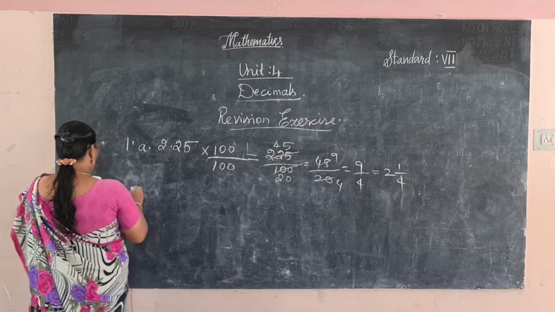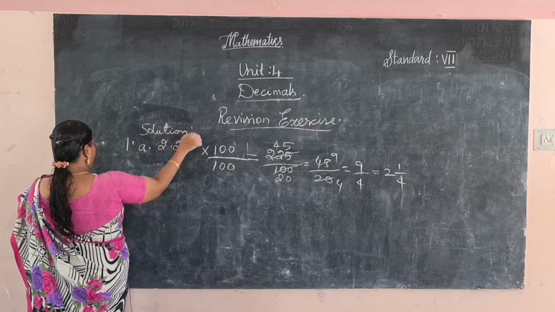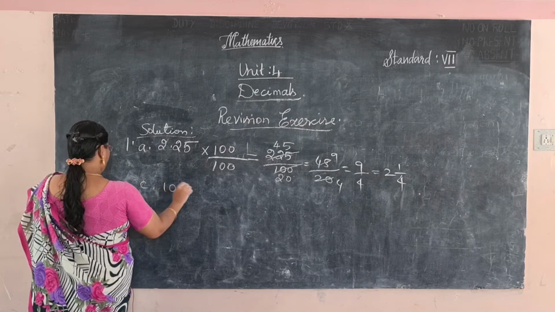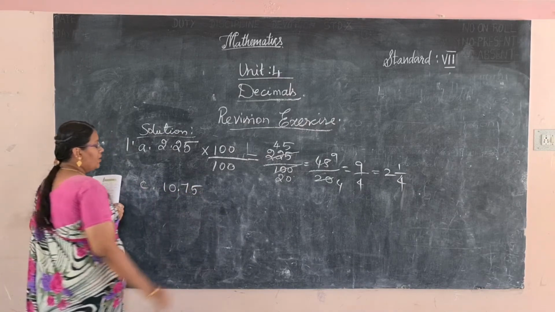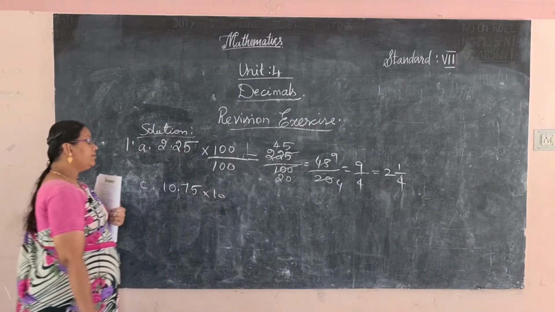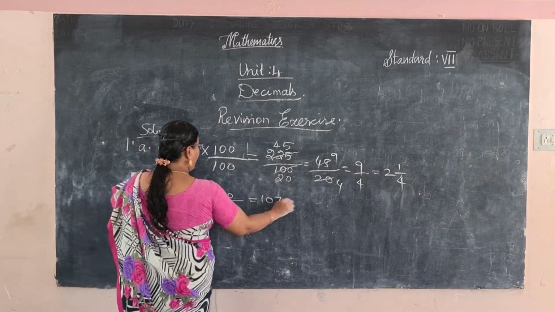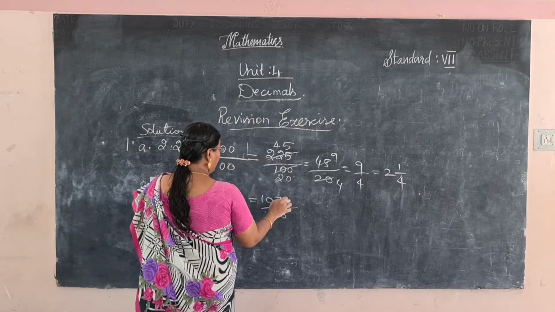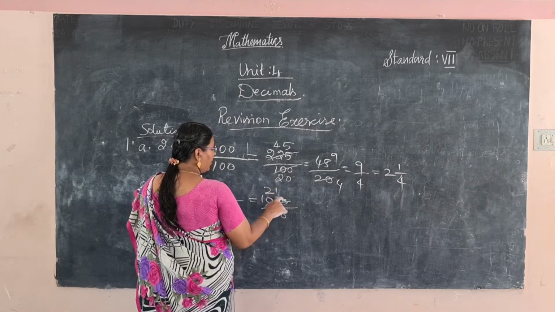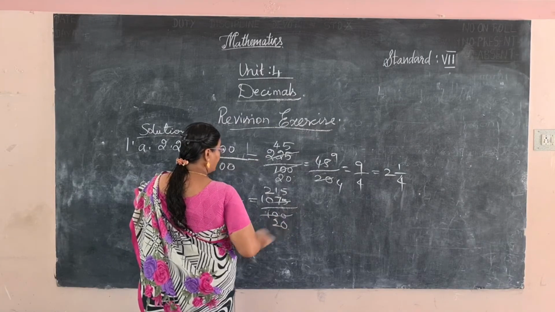Okay, B1 is homework. And C, 10.75. Here also, after the decimal point there are two digits, so the numerator and denominator are multiplied by 100. So 1075 by 100. It also cancels in the 5 table. 5 twos are 10, 5 ones are 5, remaining 2 and 5 fives are 25. 5 twos are 10, 20.